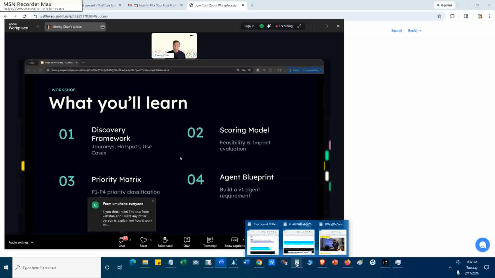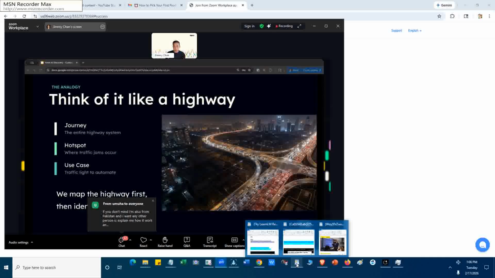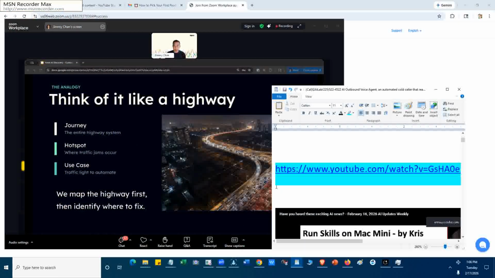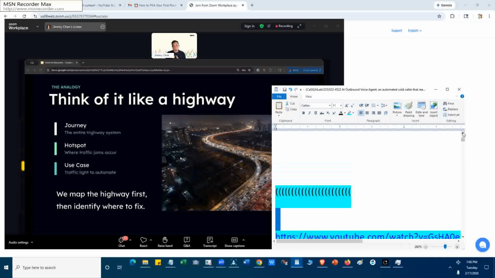So I'm going to start with the core mental model. The way to think about this is like a highway system, right? It takes you from point A to point B. The customer journey is the entire highway. It's all the roads, the interchanges, the whole network. And a hotspot is where there are traffic jams. This is where cars start to slow down.